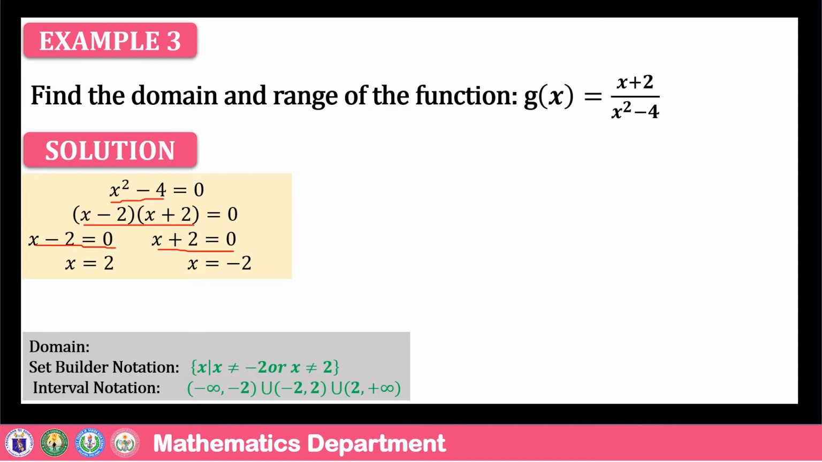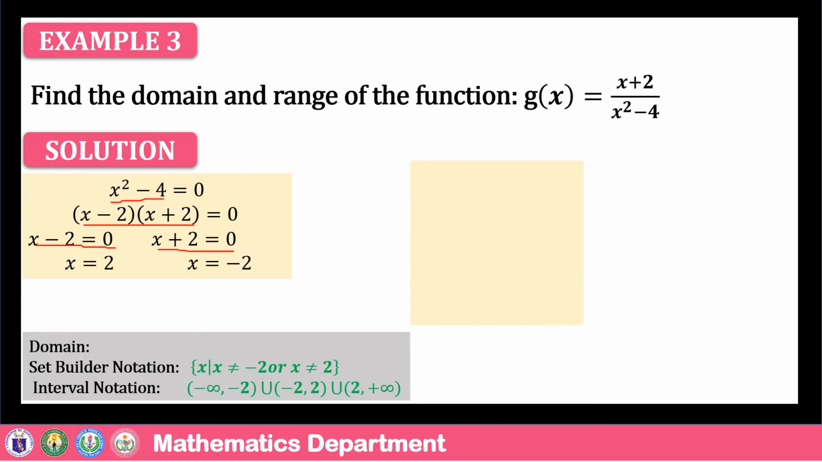Now, pag sinulat naman natin ito in interval notation, since meron tayong dalawang values ng x dito, so tatlong intervals yung ating makikita. So, we'll have here, the first interval is from negative infinity to negative 2. Union, our second interval, which is from negative 2 to positive infinity. And then union sa ating third na interval, which is from 2 to positive infinity.